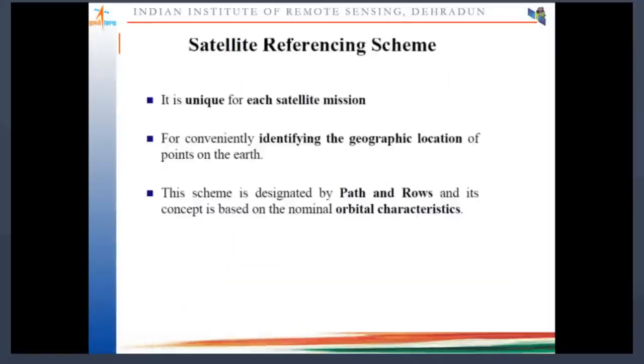So with this, I wind up. What we have learned in today's class is the basics of remote sensing, the basic concepts of it, and the basic concepts of platforms and sensors.